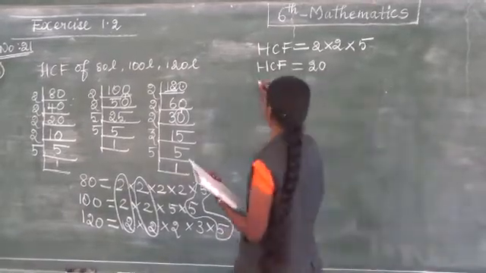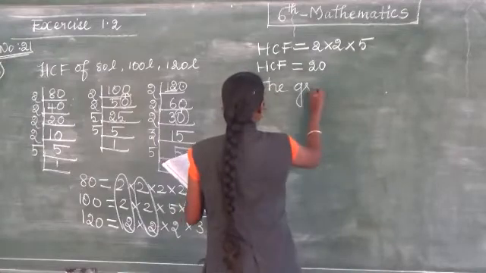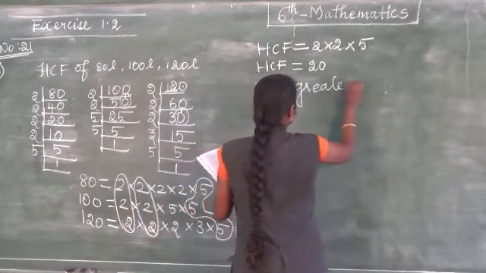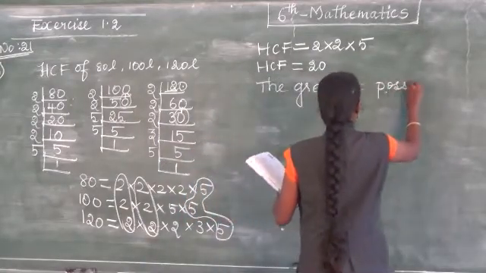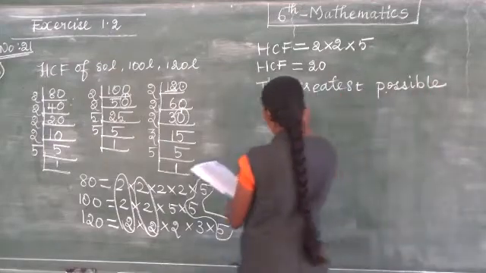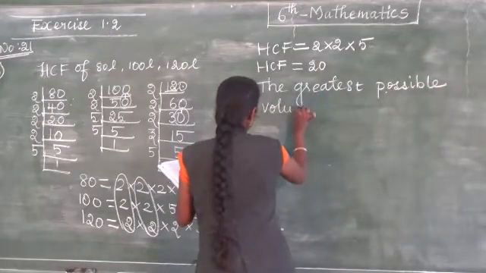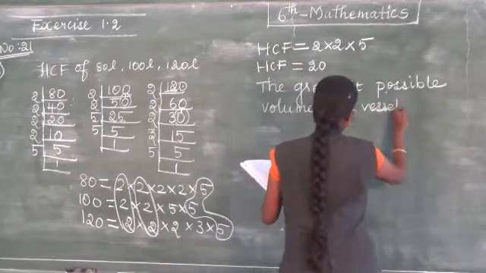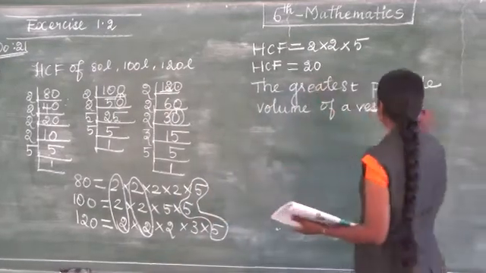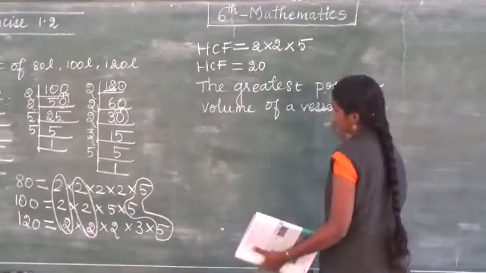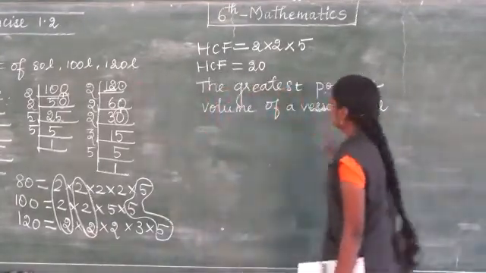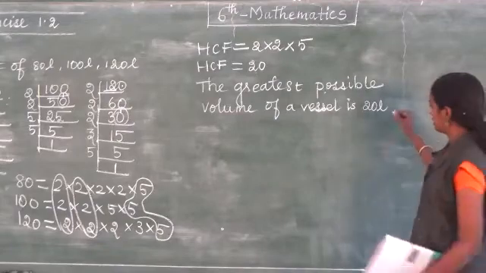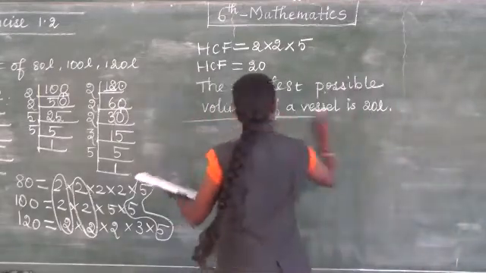The question is, what is the greatest possible volume of your vessel? So the greatest possible volume of your vessel is how many liters? 20 liters. It is given in liters, so when you write the answer, write it with liters. Now question number 7.